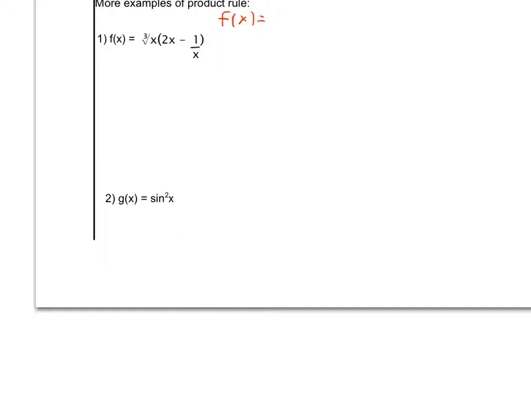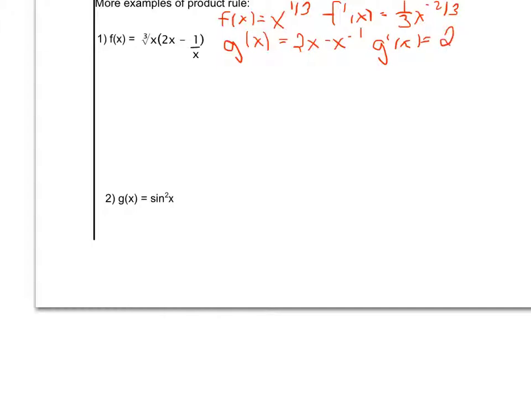And I know that in order to use my power rule, I have to rewrite the cube root of x as x to the 1/3. And then the derivative of my first function is going to be 1/3 x to the negative 2/3. And my second function, g of x, same thing, I'm going to rewrite it, is going to be 2x minus x to the negative 1. And the derivative is then 2 plus, because the negative 1 comes down, so when this negative 1 comes down and multiplies by a negative, I get plus x to the negative 2 using my power rule.